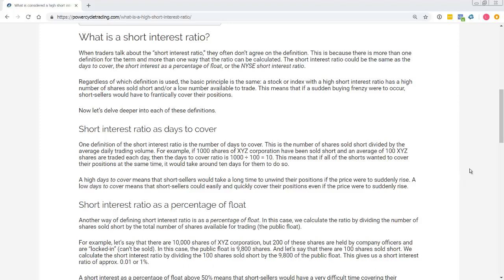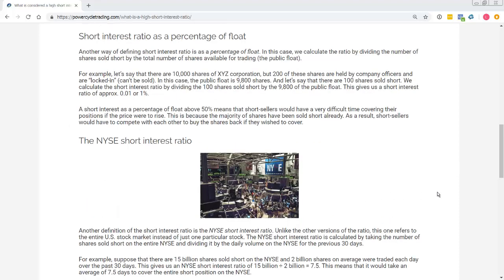Now the other one is to look at the short interest ratio as a percentage of float. You calculate the ratio by dividing the number of shares sold short by the total number of shares available for trading. So for example, if you had say 10,000 shares of XYZ Corporation and 200 of these shares are held by a company officer, those are considered locked in, so they can't be sold. So in this case, the public float is 9,800 shares. So that's how many shares can actually be traded.